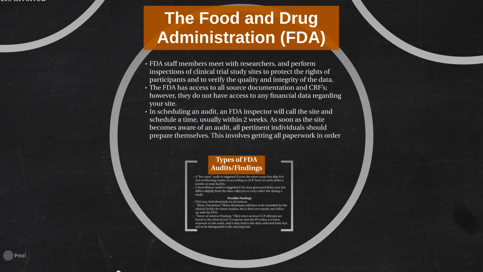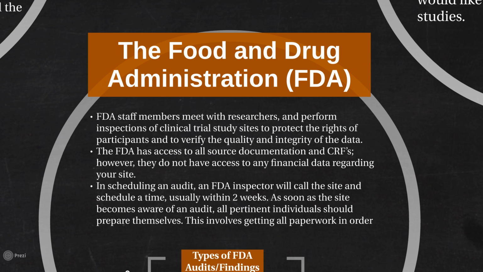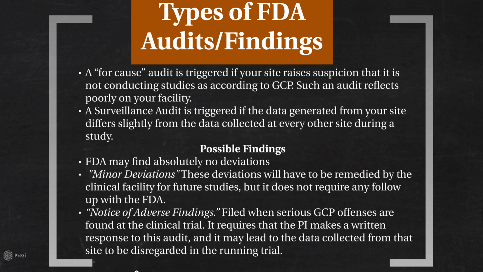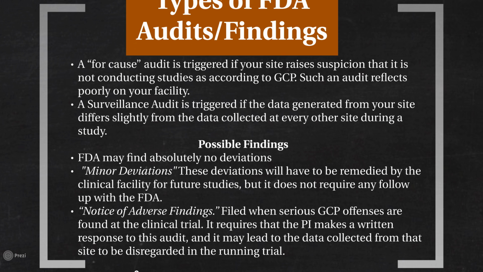Then you've got the FDA. FDA staff members meet with researchers and perform inspections. They can audit a clinical trial at any time, either a research clinic, a CRO, or a sponsor. And there are different kinds of findings. A for-cause audit is triggered if your site raises suspicion that it's not conducting studies according to good clinical practice. They may find no deviations, which is rare.